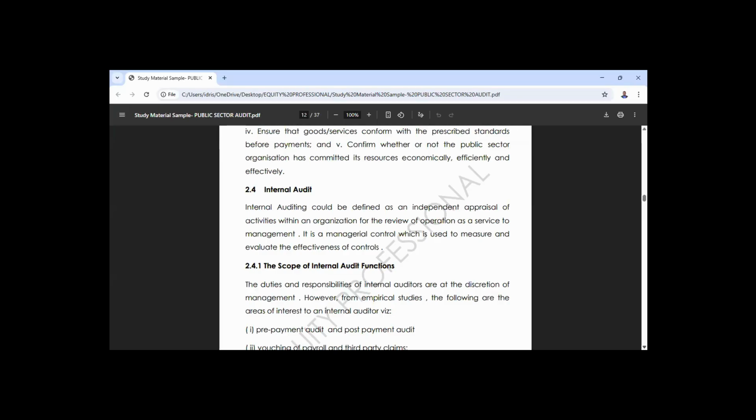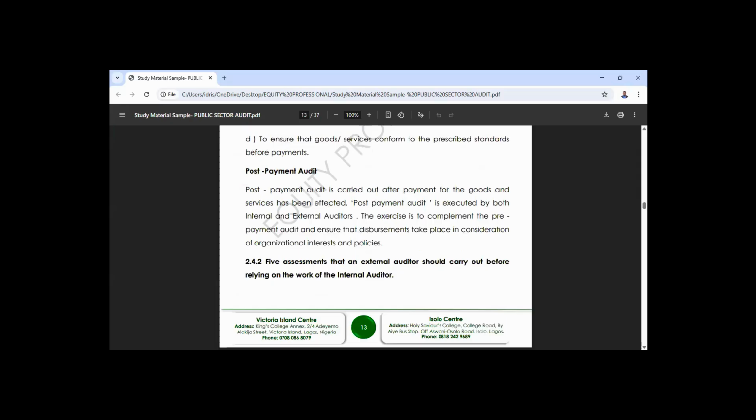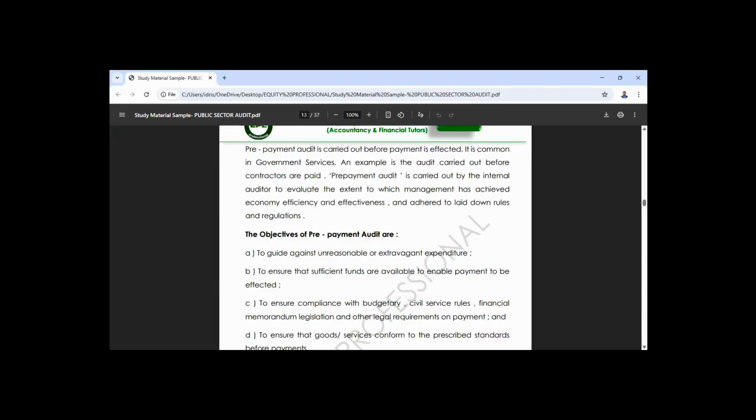So I'm very sorry. In our Friday lecture, we will continue with public sector audit, starting from internal audit. We will look at what internal audit is, what the scope of internal audit is, what the responsibility of internal auditors is, what the types of internal audit are, and what factors must be considered before carrying out internal audit work. We are going to look at that next week.